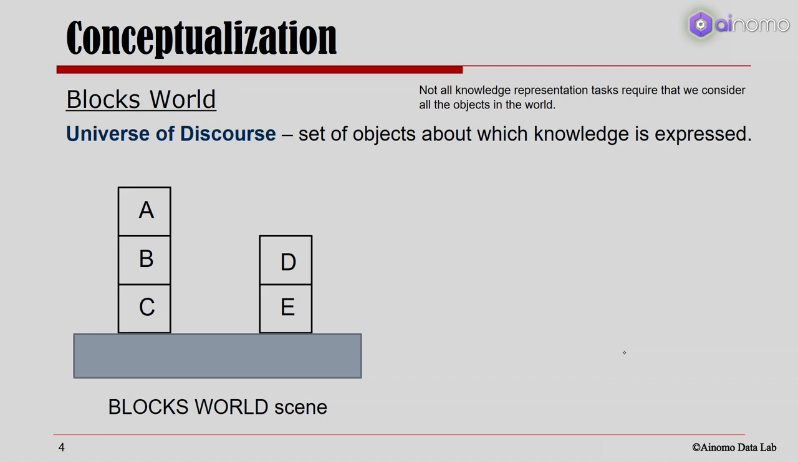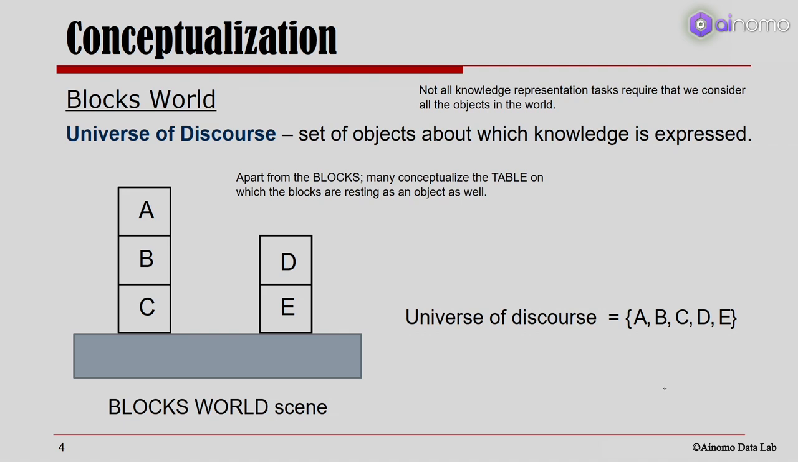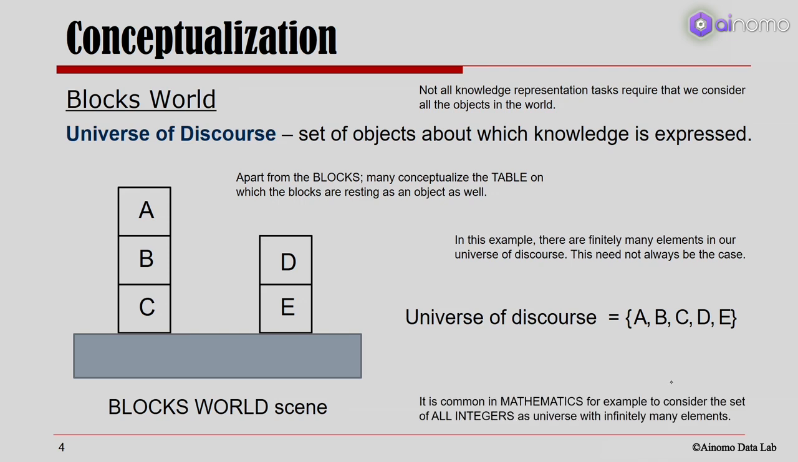So we have a concept called the universe of discourse, which is the set of objects about which knowledge is expressed. In this example here, the universe of discourse is a set containing the 5 blocks. Apart from the blocks, many conceptualize the table on which the blocks are resting as an object as well. We leave it out here. In this example, there are finitely many elements in our universe of discourse. One needs to realize that this need not always be the case. In many problems, which is common in mathematics, for example, we consider the universe to be of infinitely many elements, like for example, the set of integers as universe with infinitely many elements.